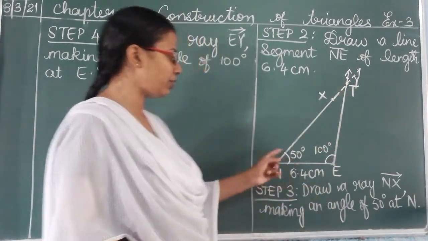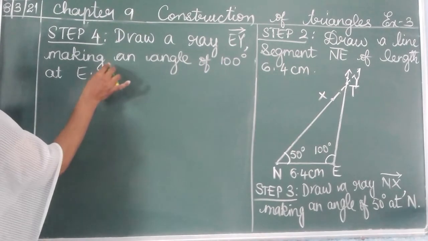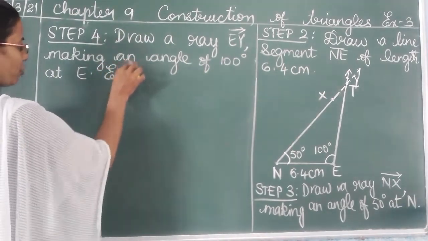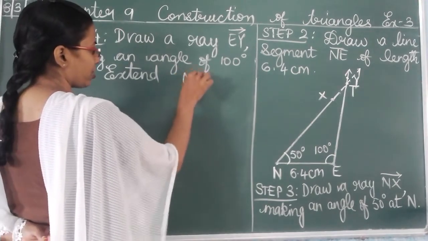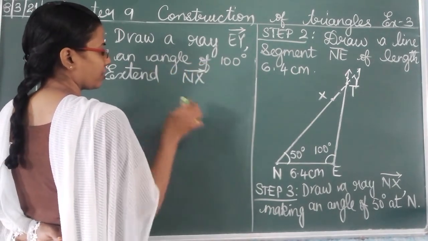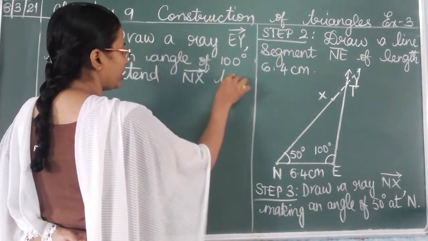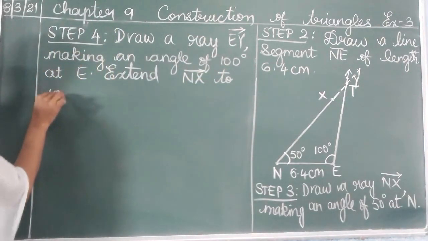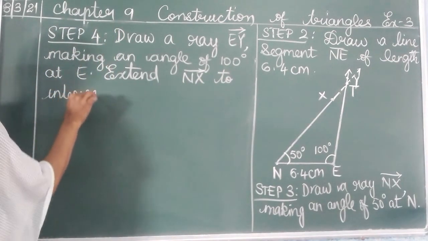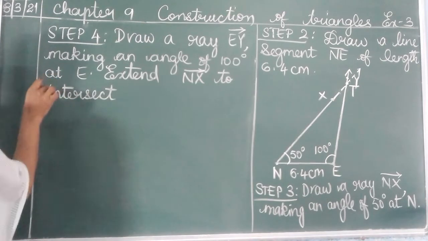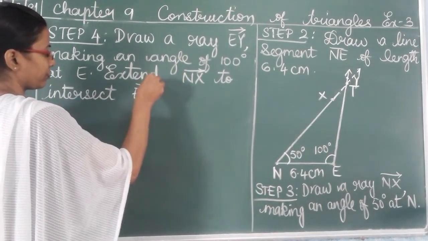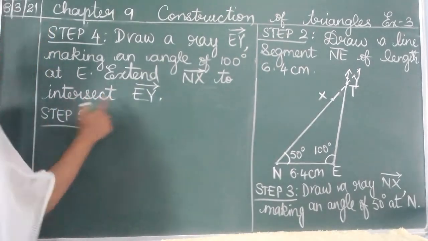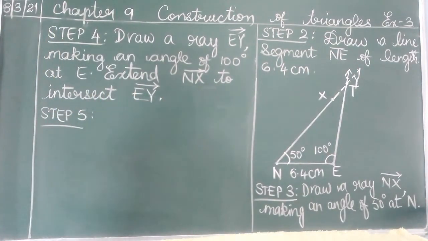Then what did we do? We have extended. When you are drawing, if you are extending, you write this: Extend the NX ray to intersect EY ray.